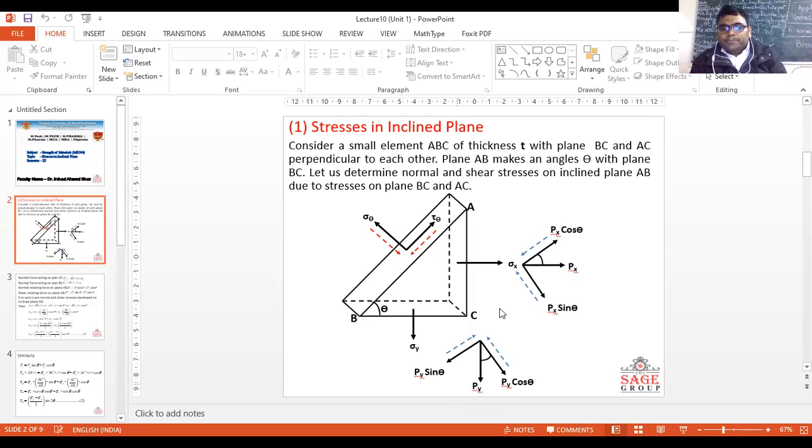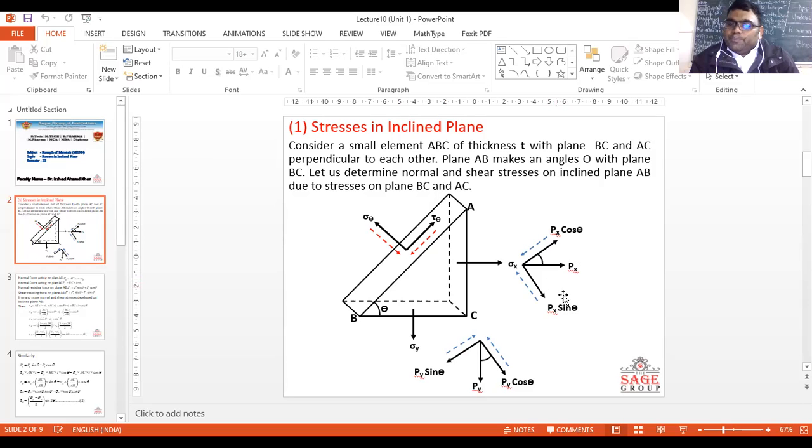So you can easily understand. This load you have applied. Now you need to calculate the magnitude of the stresses here. So you have to take the resolution of this force. One component is parallel to this plane, and one is perpendicular to this plane AB. You can see this is perpendicular to this plane, and this is parallel to this plane AB.